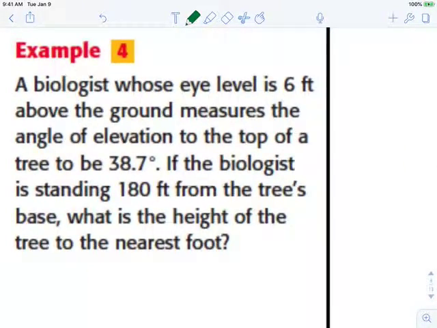Okay, so now let's see, without a picture, if you can draw your own picture. A biologist whose eye level is 6 feet above the ground measures the angle of elevation to the top of a tree to be 38.7. They're standing 180 feet from the tree's base. What is the height of the tree to the nearest foot? So again, come up with your own picture. They're 6 feet off the ground. They are measuring an angle of elevation, 38.7, and they are 180 feet from the tree's base. See if you can draw a picture for that scenario, and then solve it. How tall is the tree?